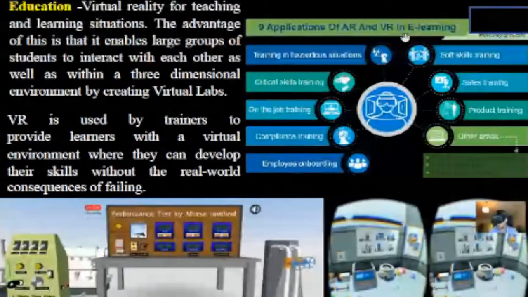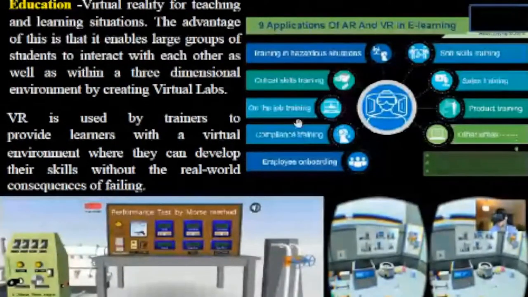are basically used for training in hazardous situations, critical skill training, on-the-job training, compliance training, employee onboarding training, soft skill training, sales training, product training, and other areas of training. All these kinds of trainings, which industry people provide to their employees, can be provided with the help of these AR and VR systems.